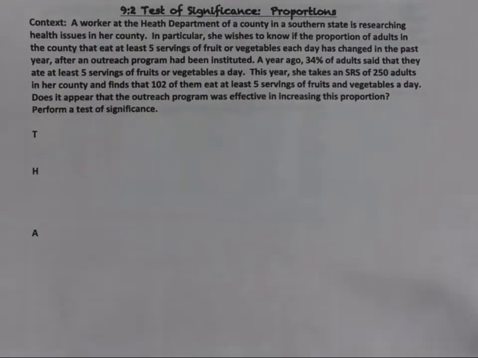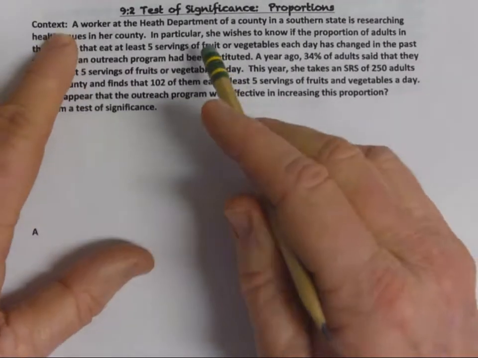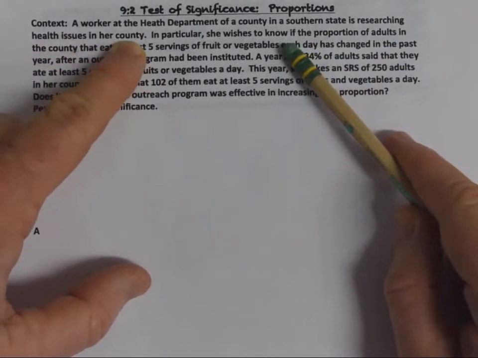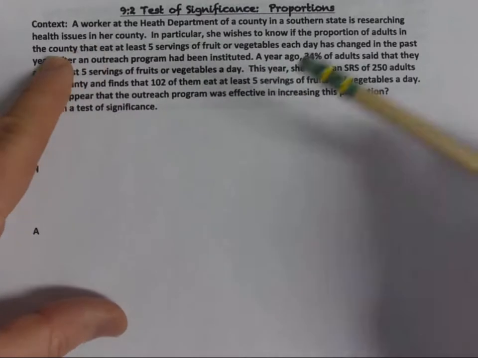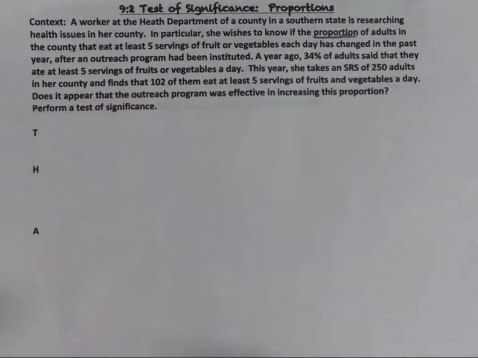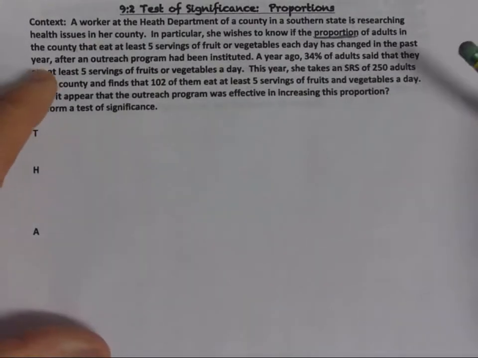Anyway, so let's look at this. We have a couple of contexts we're going to look at and do a couple of tests. So it says here, a worker at a health department of a county in a southern state is researching health issues in her county. In particular, she wishes to know the proportion. So that is the dead giveaway there, that we're dealing with a proportion, not a mean. So we're going to do a z-test. If it had said a mean of something with quantitative data, then we'd be doing a t-test, but that's section 3. So this is a z-test with a proportion.